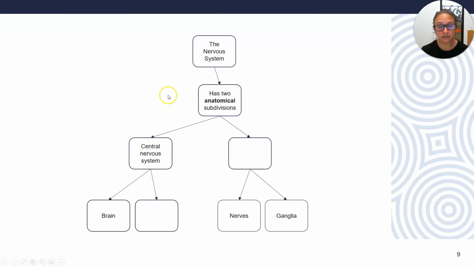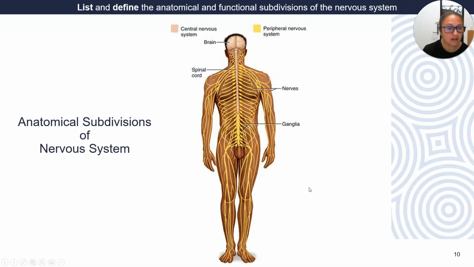So what we can do is create this little concept map and you can fill in the blanks. You've got the nervous system having 2 anatomical subdivisions. The central nervous system is the brain and spinal cord, remember? And the peripheral nervous system is everything else, which is essentially nerves and ganglia.